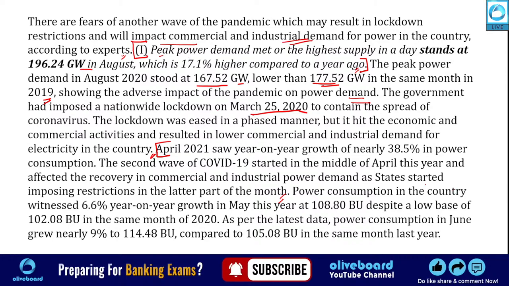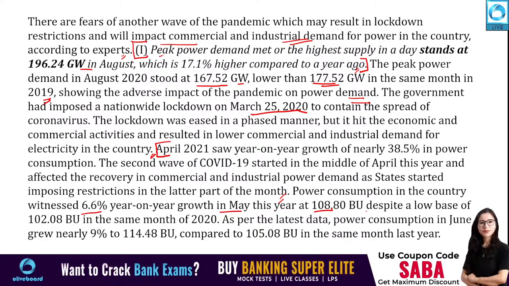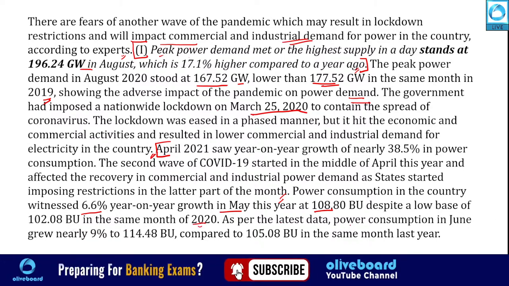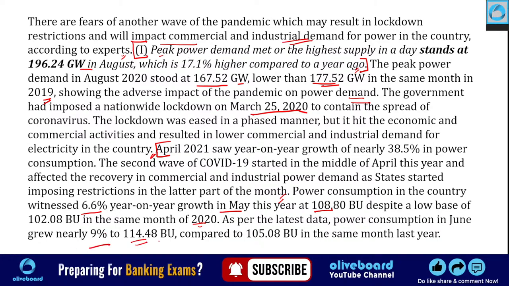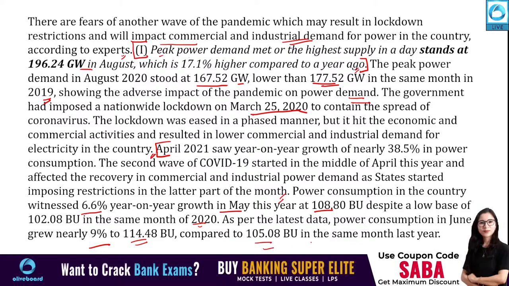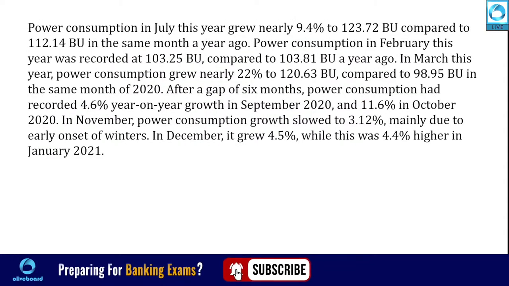Power consumption in the country witnessed 66.6% year-on-year growth in May this year at 108.8 billion unit despite a low base of 102.08 billion unit in the same month of 2020. As per the latest data, power consumption in June grew nearly 9% to 114.48 billion unit compared to 105.08 billion unit in the same month last year. Each month's power consumption has been compared, that's it. Okay? Here also all data is there.